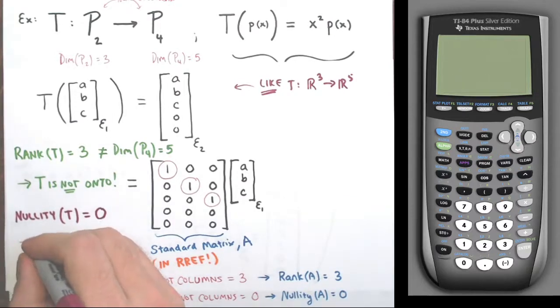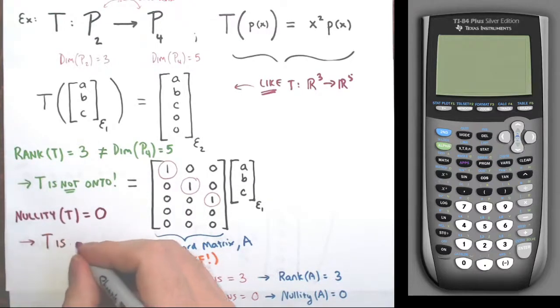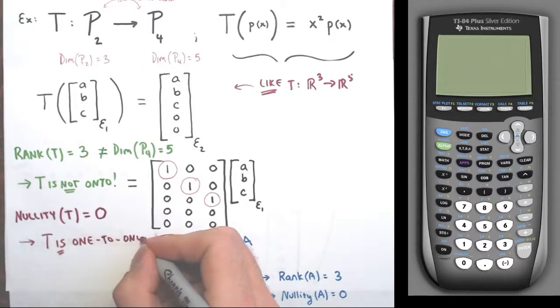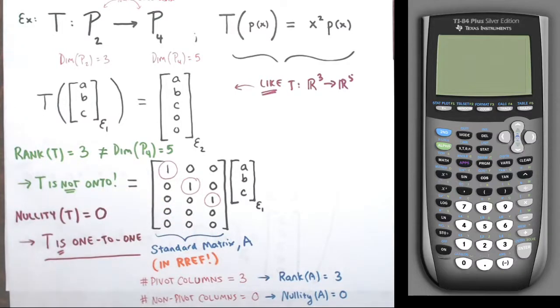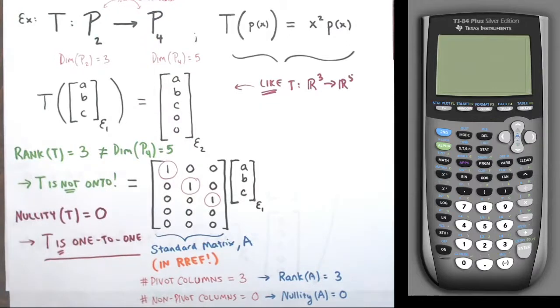And remember, when the nullity of a linear transformation, which this is, is 0, or the null space contains only the 0 vector, that linear transformation will be 1 to 1. So T is 1 to 1 this time. Meaning, if you were to take two different polynomials from P2, they would map to two different polynomials in P4 all the time. You're not going to have two different polynomials in P2 map to the same polynomial in P4. That will not happen. This is a 1-to-1 transformation.